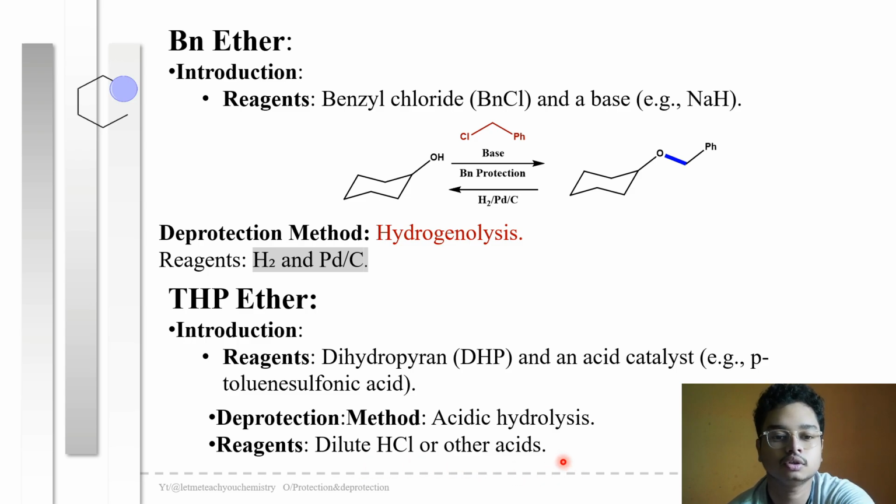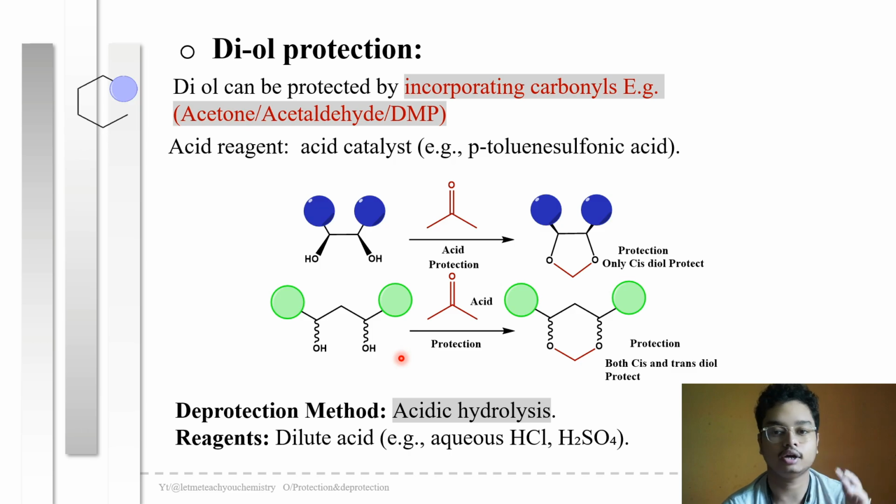Okay. So let us talk about diol protection. Like in the case of alcohol, there is a single OH, but what happens if a diol is present? A diol can be protected by incorporating carbonyls in the presence of an acid catalyst. Here, this is the 1,2 diol and this is the 1,3 diol. Basically, a carbonyl compound, acetone, is added in the presence of acid to mask this particular diol by forming this type of 5-member ring.